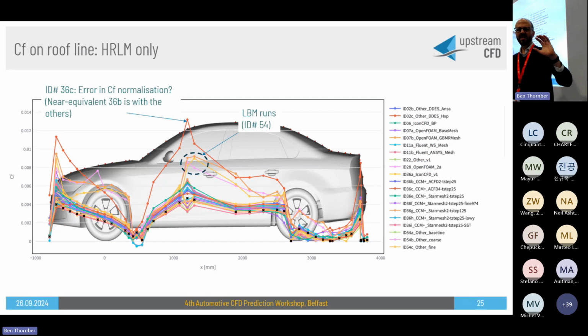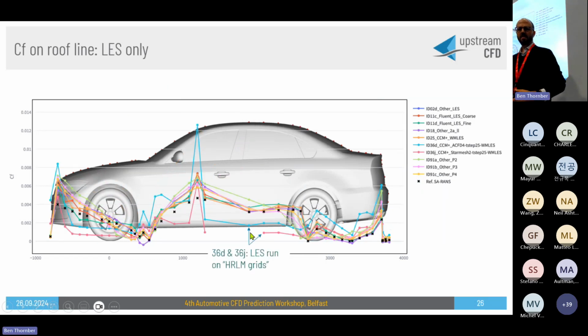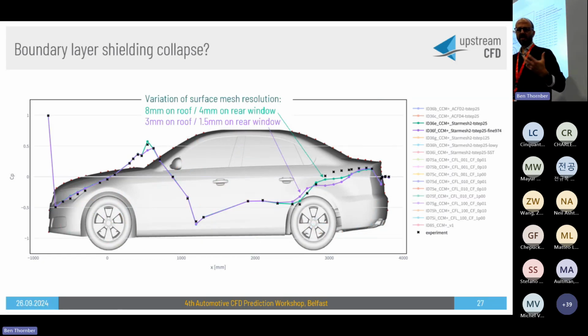The reason why I don't really want to dwell on them too much is that I've seen quite strong differences in the level, but they don't seem to translate to big differences in the actual flow topology, with a few exceptions. So as I said, I should actually skip rather than just say I will. This is back to this interesting point about the boundary layer shielding.